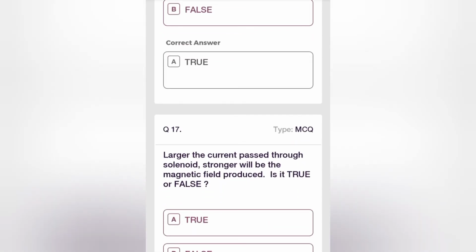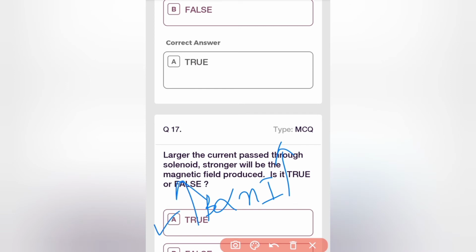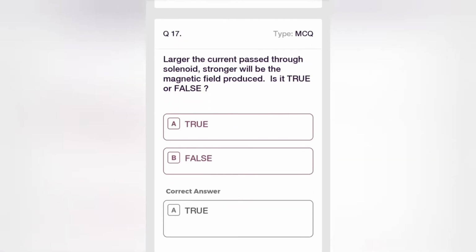The larger the current passed through the solenoid, the stronger the magnetic field produced. Yes, just now we have seen the expression. So magnetic field strength depends upon the number of turns and the current. So if the current is large, magnetic field strength will also be large. Option A is the correct answer. True.